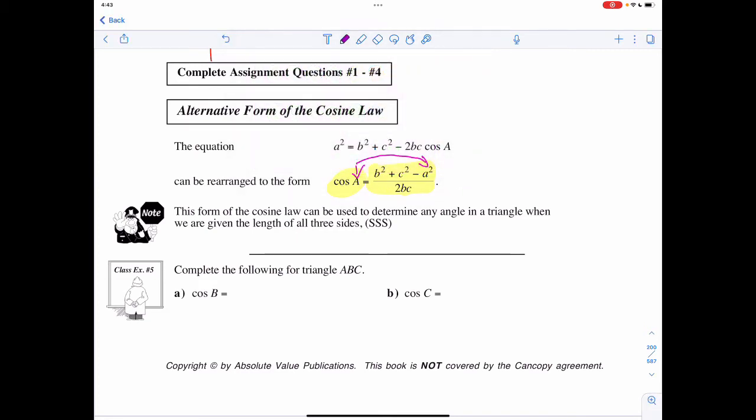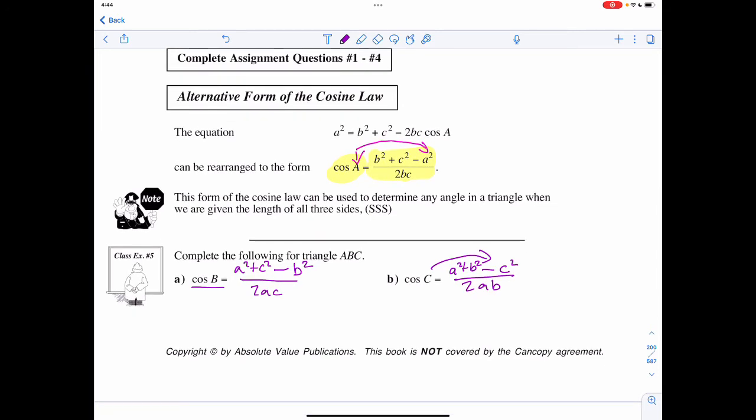So as soon as I say that I'm trying to find cos of B, in the numerator I have to subtract B squared. And then the other two are A squared and C squared, and it's all being divided by 2 times the other two side lengths, AC. If I'm trying to find cos of C, I know right away I have to subtract C squared. I'm going to take A squared plus B squared, all divided by 2AB. As long as you can remember that you're subtracting the opposite side length squared, you're fine. That's realistically the biggest issue that happens with these.